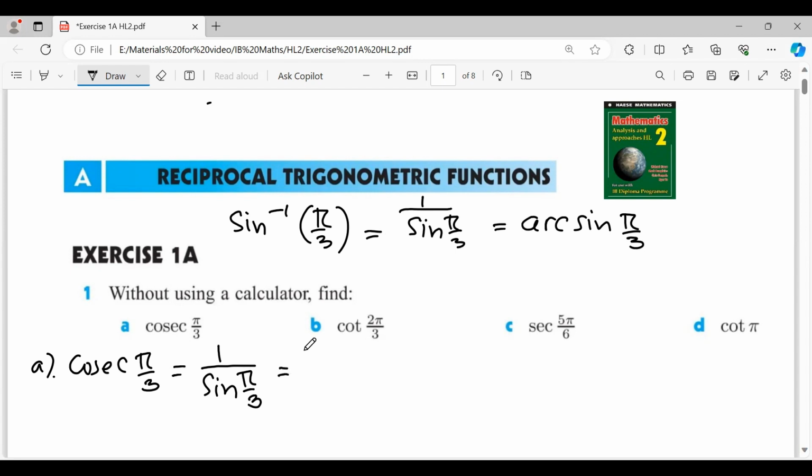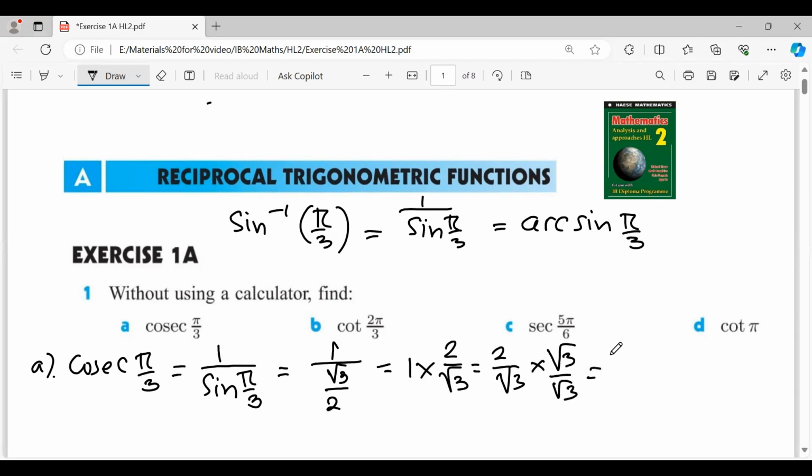Let's find the solution of 1A. So sine pi third equals √3 over 2 or √3 half. Or we can simplify, becomes 1 times 2 over √3 equals 2 over √3. Or you may simplify times √3 over √3. It is 2/3 √3.